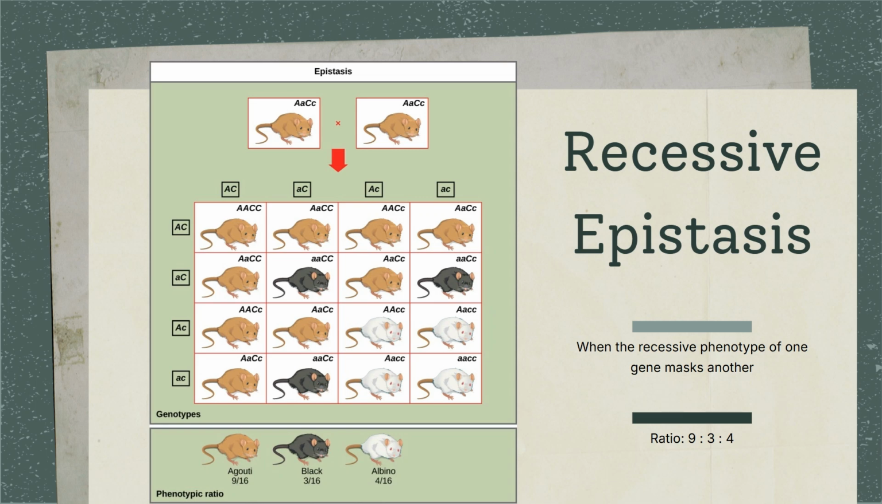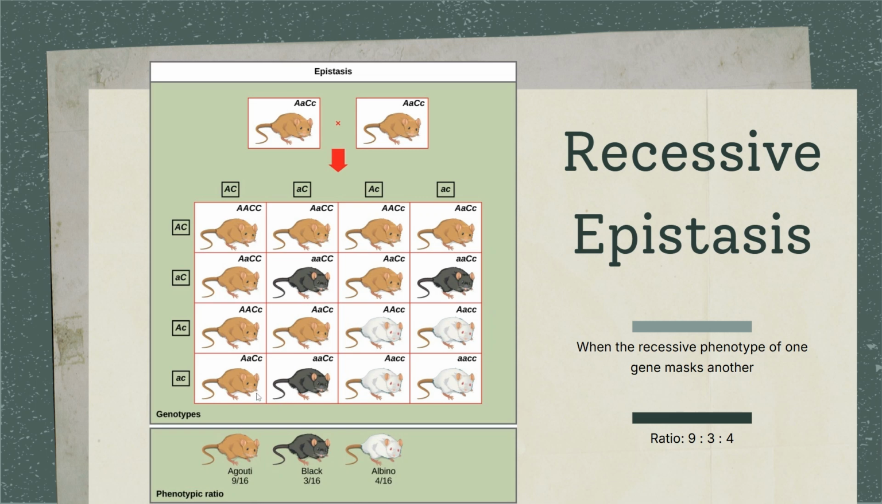So recessive epistasis is when the recessive phenotype of one gene masks another. So pretty much the exact opposite. Here you can see for the C gene, if it's homozygous recessive, which means it has a recessive phenotype, no matter what A is, it's going to be white. But if C is not, then you can have different fur colors for mice based on what A is. In this case, if A is homozygous recessive, then it's black.